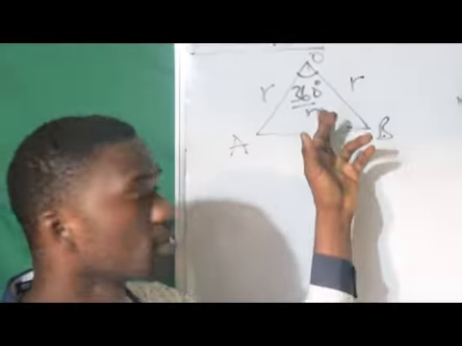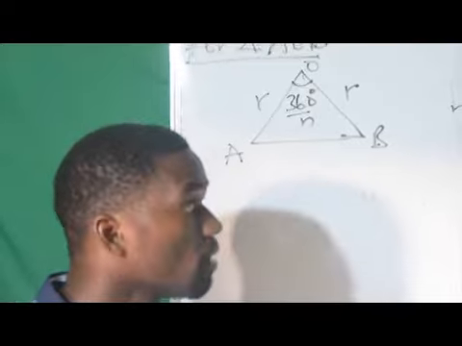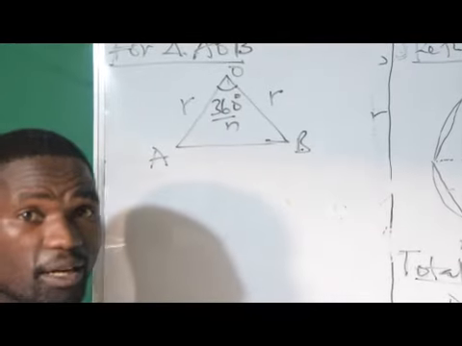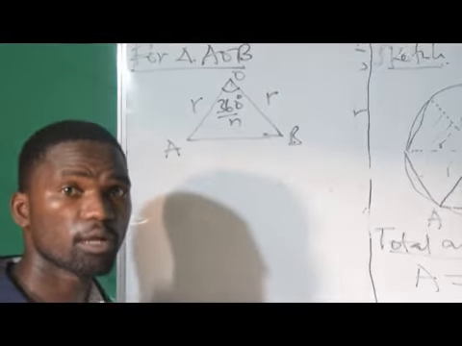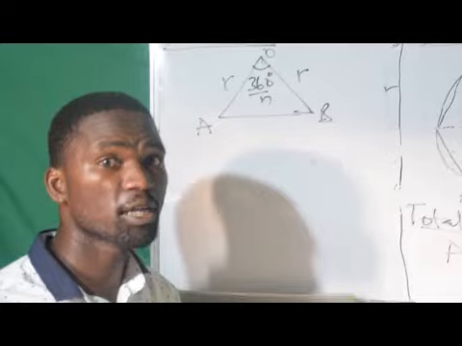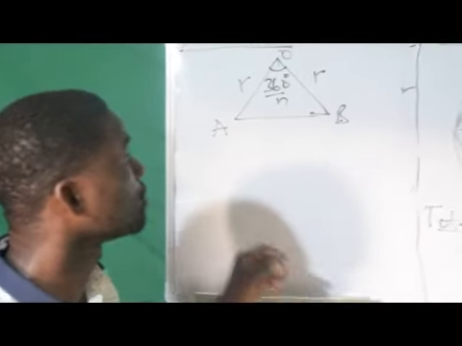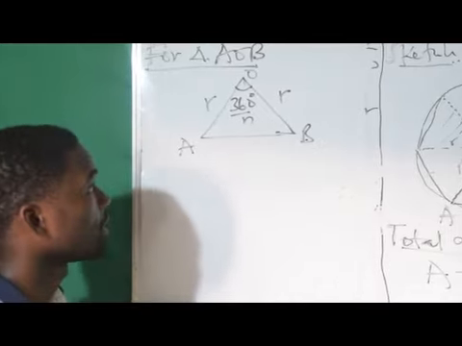Why 360 degrees divided by N? Because this is the central angle, and lucky enough, I explained this while we were deriving the formula to find the perimeter. So if you have a question, maybe you can go back to the previous session and you'll find that this angle is 360 degrees divided by n.